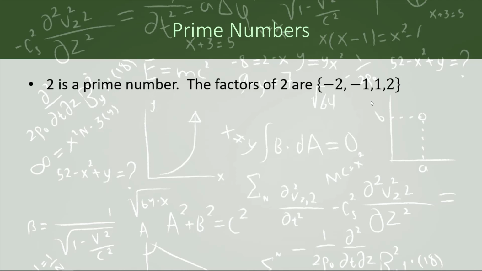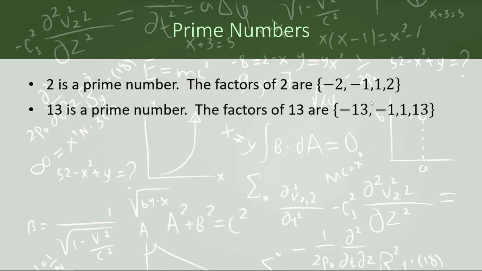As a matter of fact, it is the only even prime number because all other even numbers have 2 as a factor. Accordingly, 3, 5, 7, and 11 are prime numbers, as is 13. The factors of 13 are negative 13, negative 1, 1, and 13. As a consequence, it is a prime number.